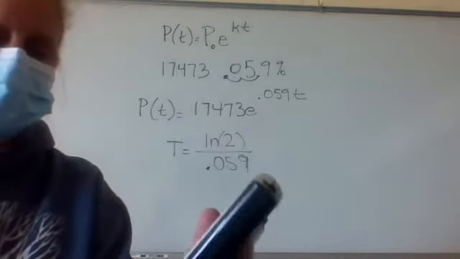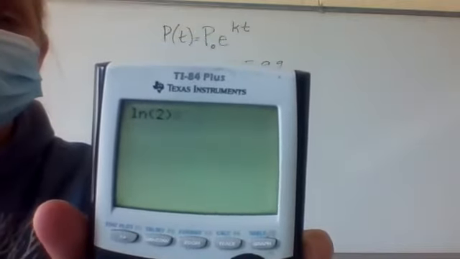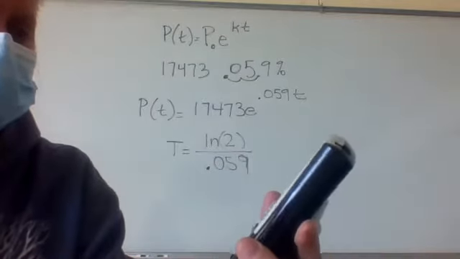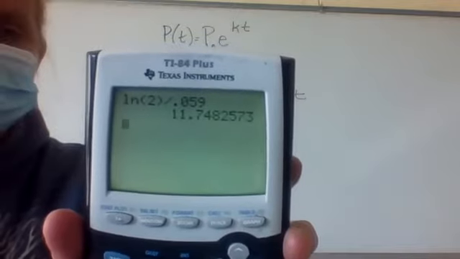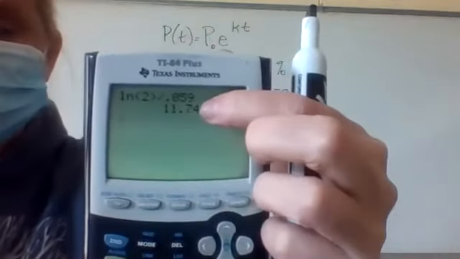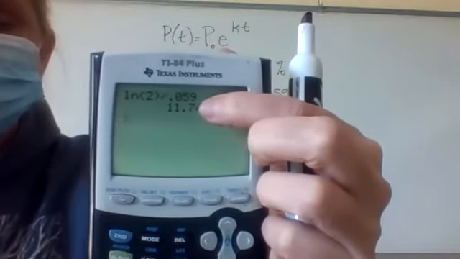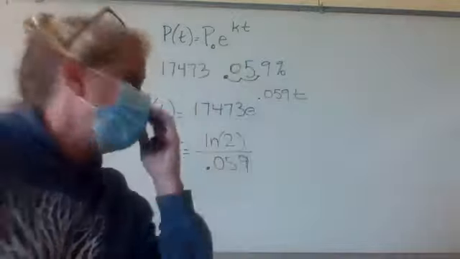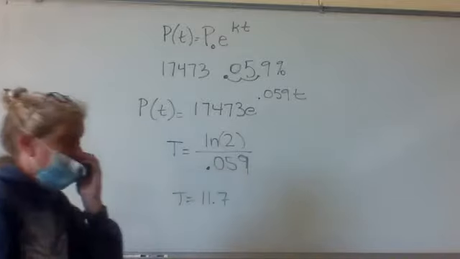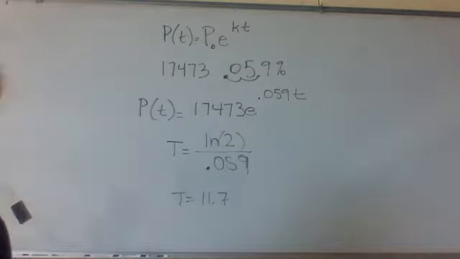So again, ln2, always make sure you close out that 2. Then divided by 0.059. And round to 1 decimal place as needed. So the doubling time, since it's 0.74, if I'm going 1 decimal place, I'm just going to be 11.7 years. Okay, so if you put that money in and it was compounded continuously at the rate of 5.9%, it's going to be 11.7 years before the amount doubles.